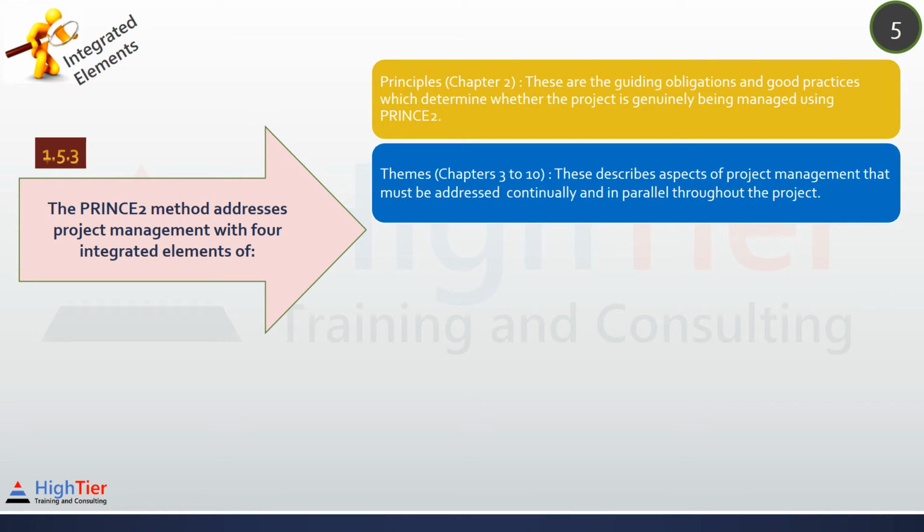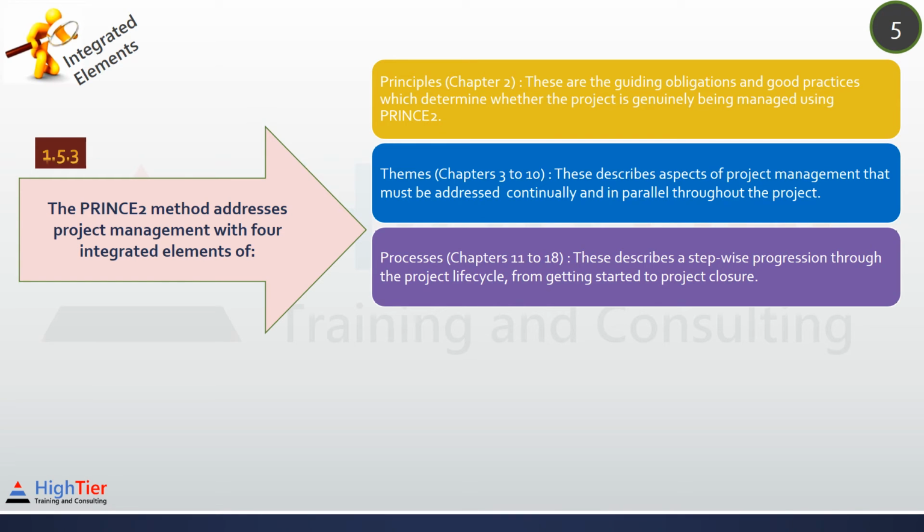Themes. Chapters 3 to 10. This describes aspects of project management that must be addressed continually and in parallel throughout the project. The 7 themes explain the specific treatment required by PRINCE2 for various project management disciplines and why they are necessary. Processes. Chapters 11 to 18. These describe a stepwise progression through the project lifecycle, from getting started to project closure. Each process provides a checklist of recommended activities, products, and related responsibilities.